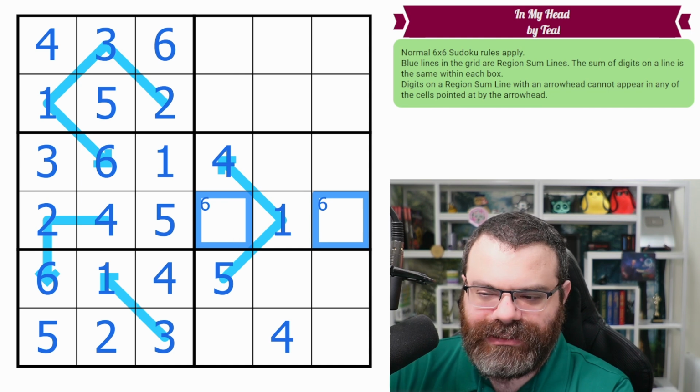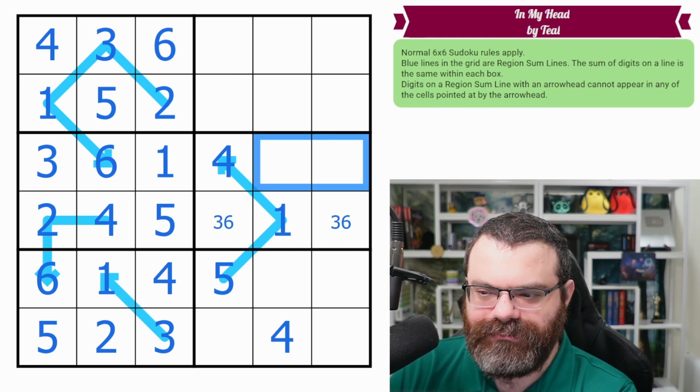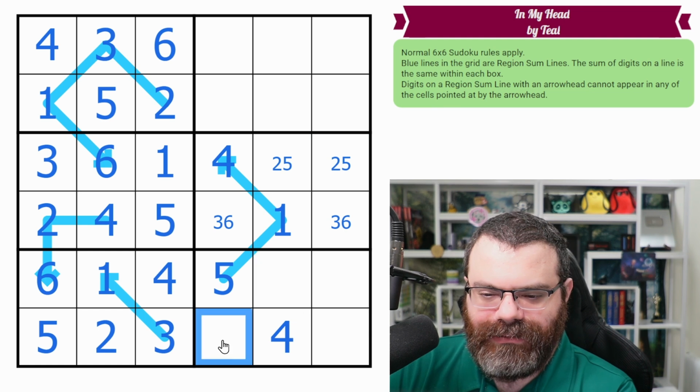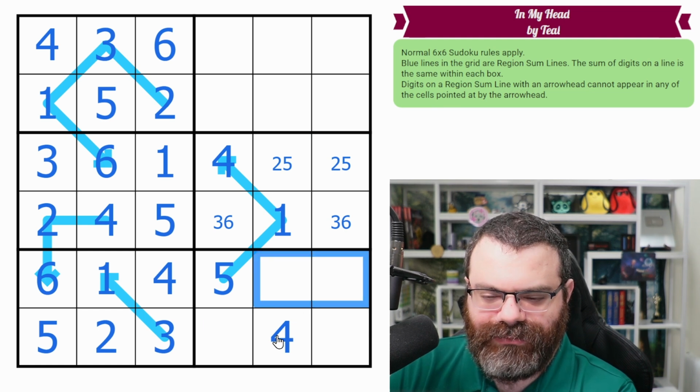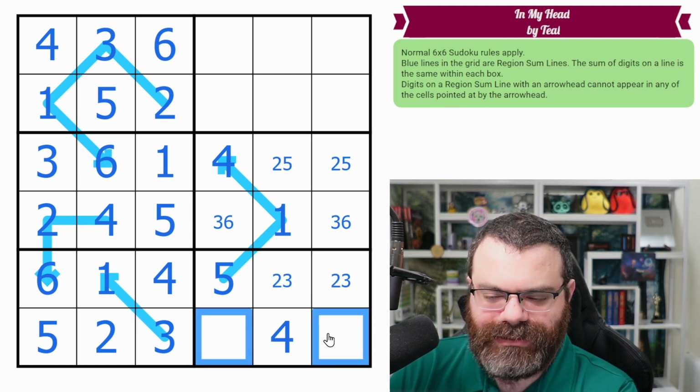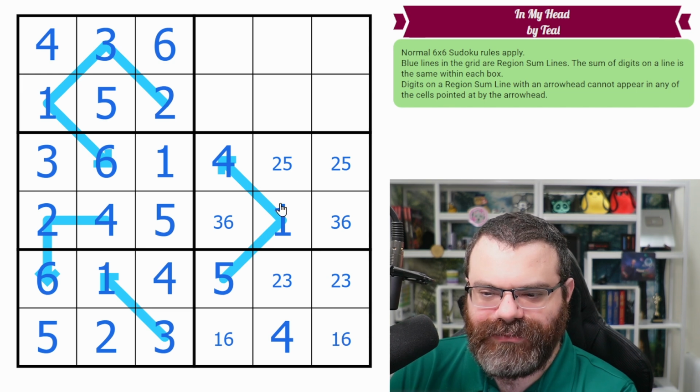All right, this is 3 and 6. This is 2 and 5. Okay. This is 2 and 3. And this is 1 and 6. None of that resolves. Is there some pointing or region sum line I'm not seeing? No, I think it's just going to be Sudoku.